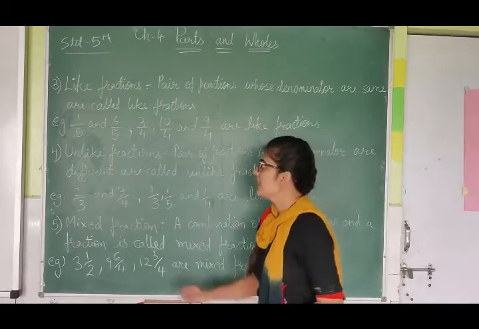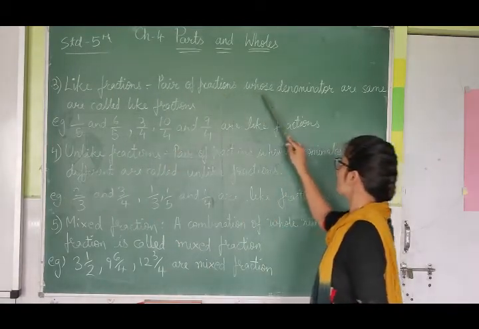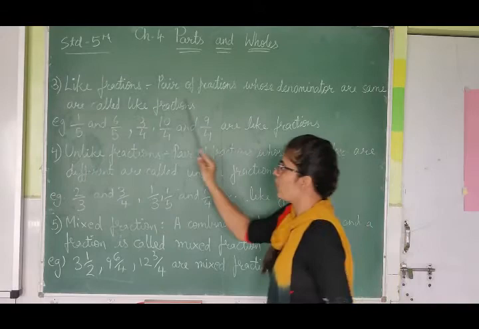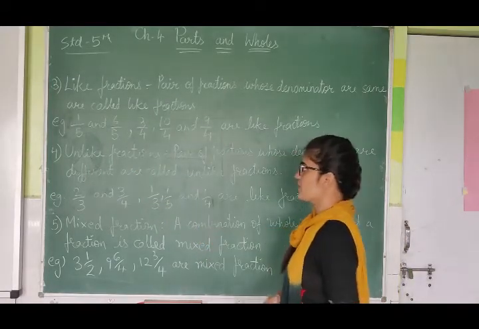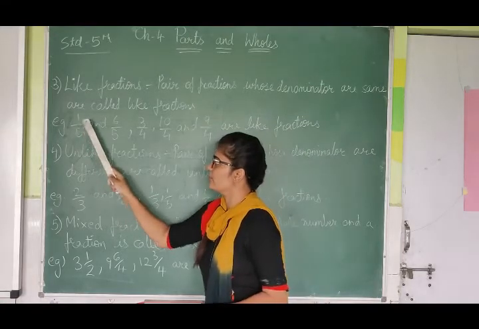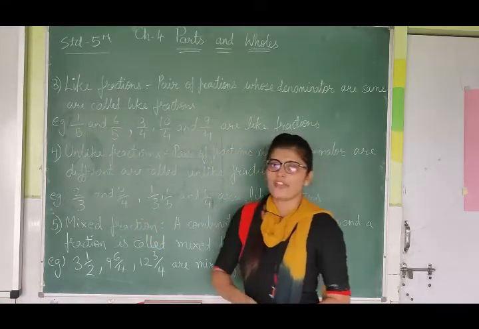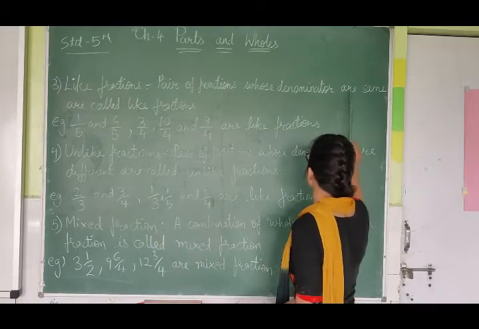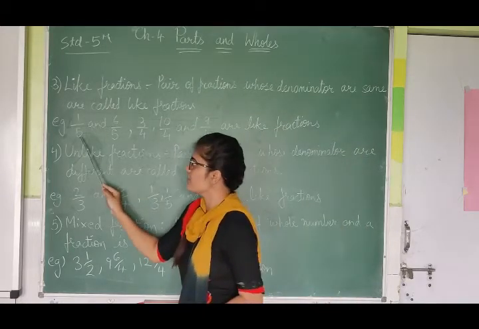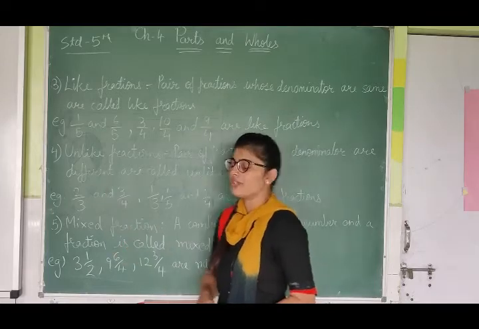Now third type, like fractions. A pair of fractions whose denominators are the same are called like fractions. Here some examples are given, 1 by 5 and 6 by 5. Here it is a pair of two fractions and you can see that the denominator should be the same. Here denominators are the same, both are having 5 as a denominator.